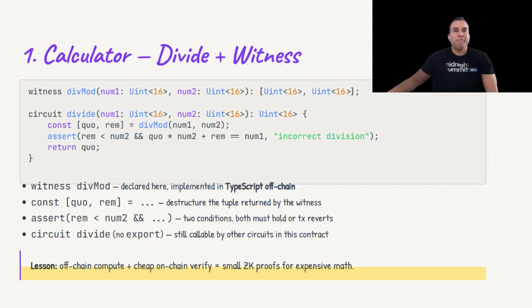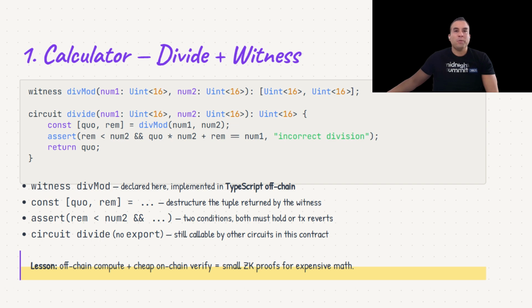Here's the clever trick. Imagine you want to divide 17 by 3. Inside a zero-knowledge circuit, long division is genuinely expensive to prove. So this contract does something sneaky. It says, hey user, you do the division on your own computer. Just tell me the answer. That's what the witness is.